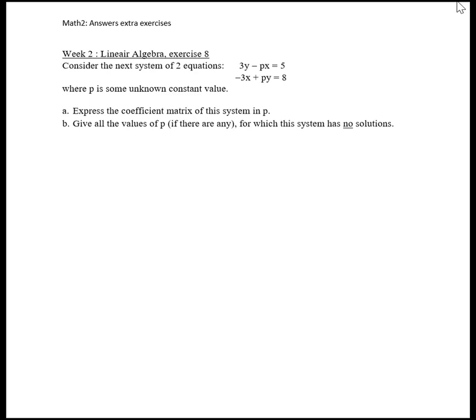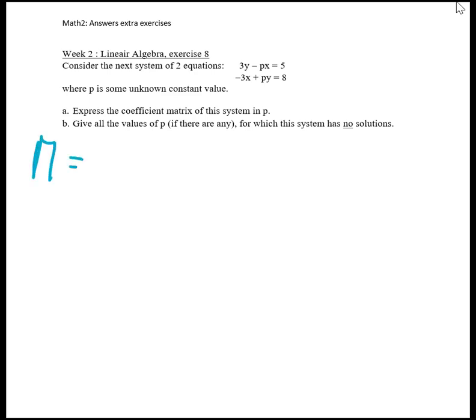Okay, week 2, linear algebra exercise 8. So we have two equations, 3y minus 2x equals 5 and minus 3x plus 2y equals 8. And this p is some unknown value. So what is the coefficient matrix of this system?